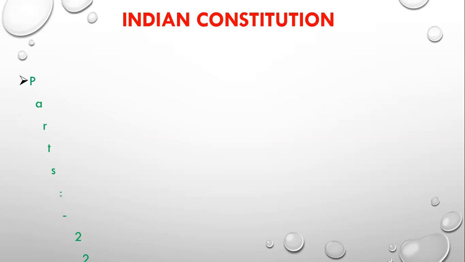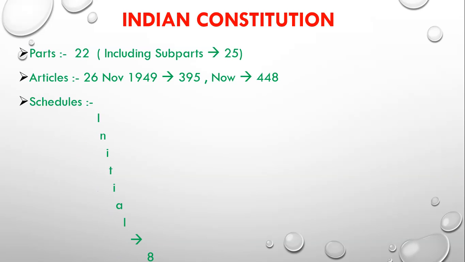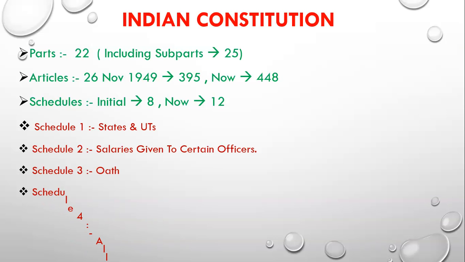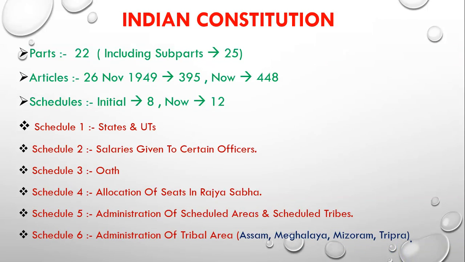Now friends, initially there were 22 parts in the Constitution of India, and one by one we will discuss all these parts. But after many amendments to our constitution, now there are 25 parts in the Constitution of India, including the subparts. Many subparts were added by various amendments. So initially there were only 22 parts, but now there are 25 parts including the subparts.